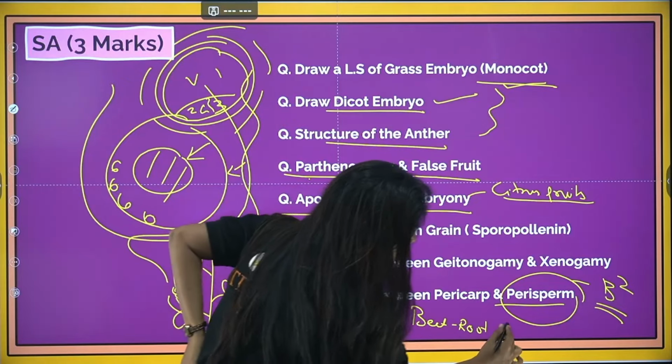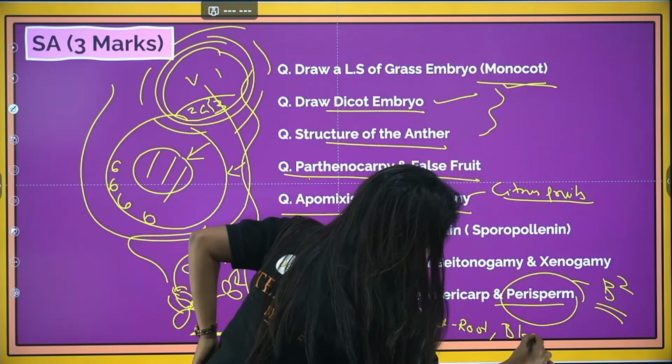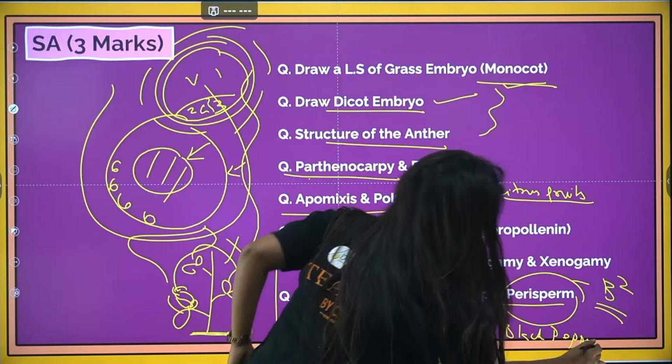I'm going super fast. Why? Because I want to make you pass anyways. Black pepper.